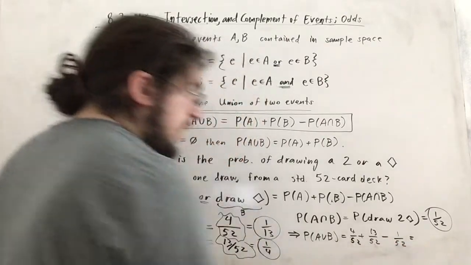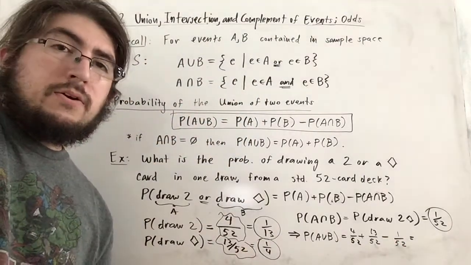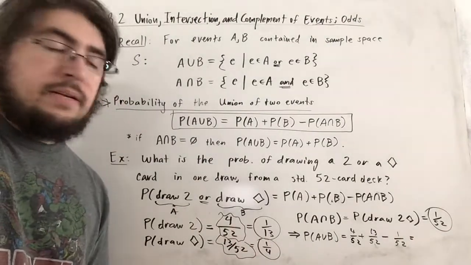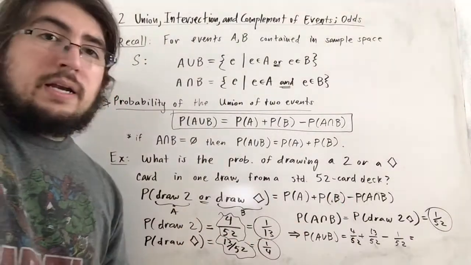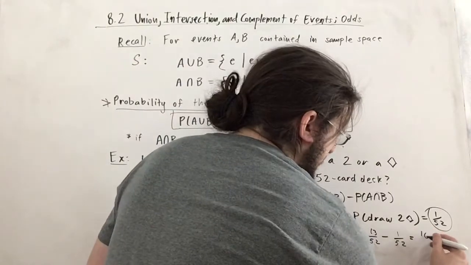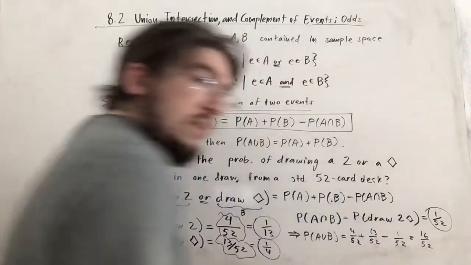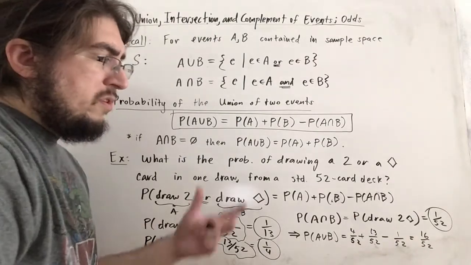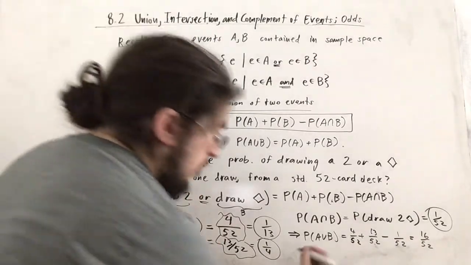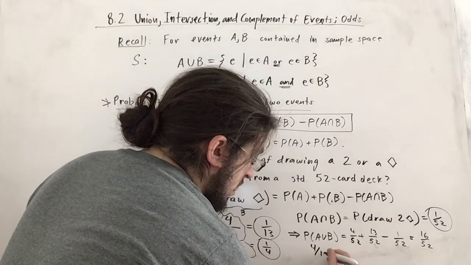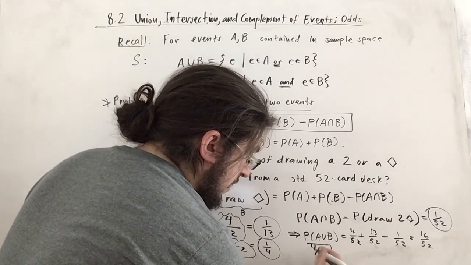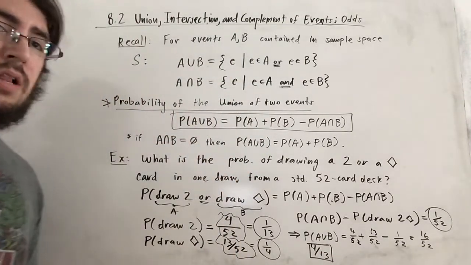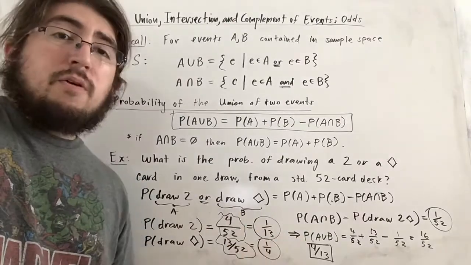And in total, what do we get? We get 4 plus 13, which is 17. And then 17 minus 1 is 16, so it's going to be 16 over 52. And now since this is our final answer, we can reduce this. And this, by the way, reduces to, if you divide by 4, 4 over 13. And if you want to write that in decimal and then convert to percent, you can do that as well. But I'm going to leave it like that, 4 over 13.